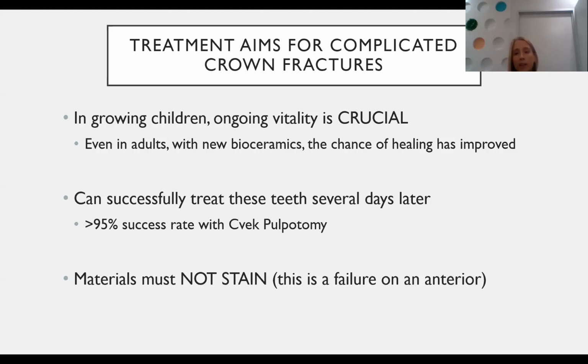Materials applied directly to the pulp must not stain. That's a failure on an anterior tooth. So you want to avoid conventional MTA materials, as significant discoloration can be observed after treatment, even with the white MTA. That will discolor, not so much because of the color of the product, but because there's a reaction with the bismuth oxide in the MTA and the blood.